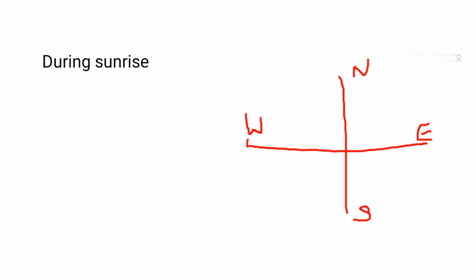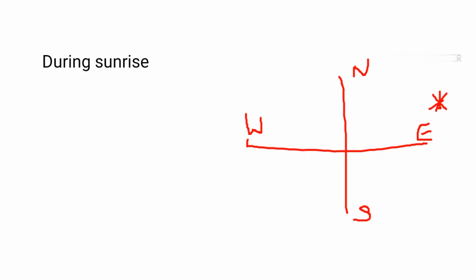In today's video, I will be explaining to you where the shadows will be formed during sunrise and sunset and how we will be solving the problems related to the same. In the morning or during sunrise, we know that sun rises in the east. So the shadow will be formed always towards the west.